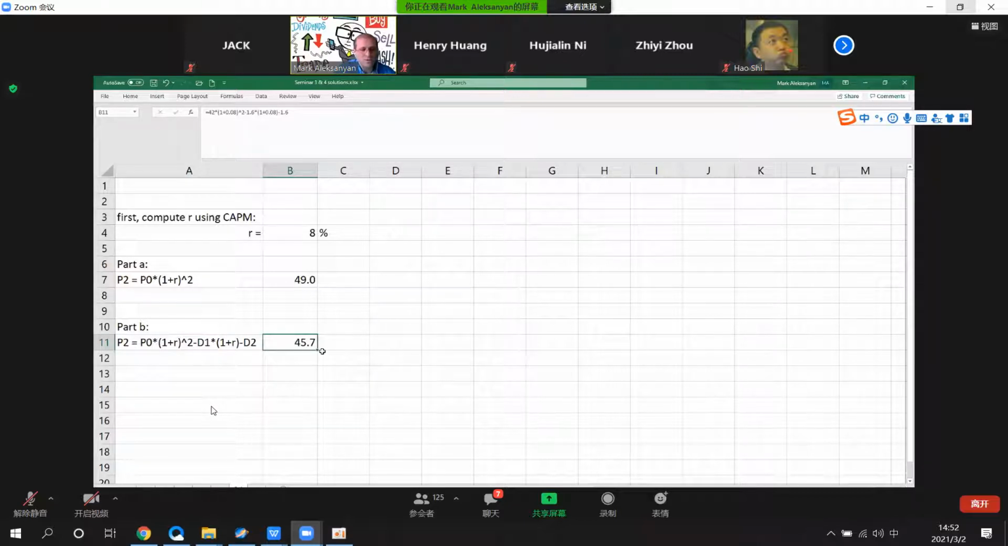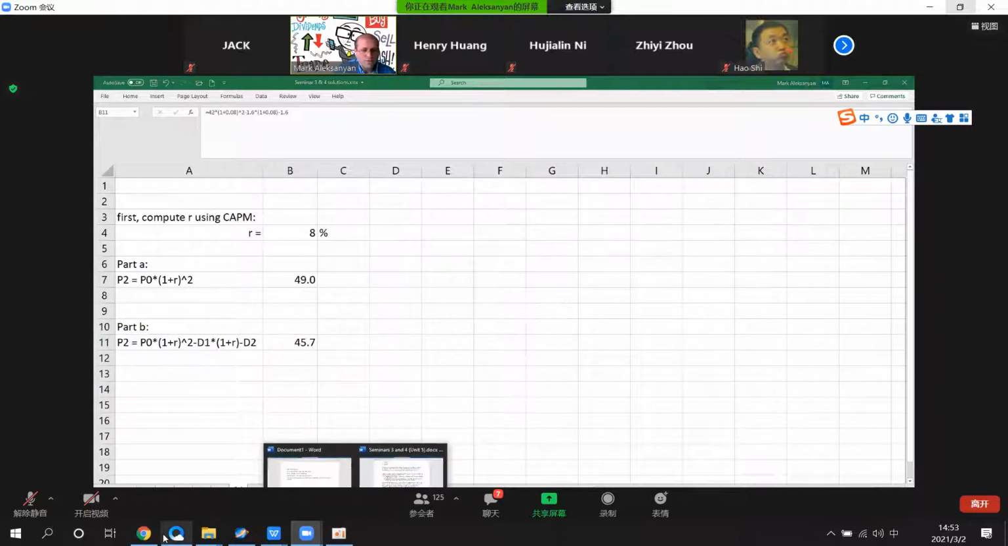And you can quickly check that this is the correct price, because if you discount 45 back to today, and add to that the discounted value of the dividends for the 2 years back to today, you will get the current price of 42. Okay, so that's what we get here as a solution.